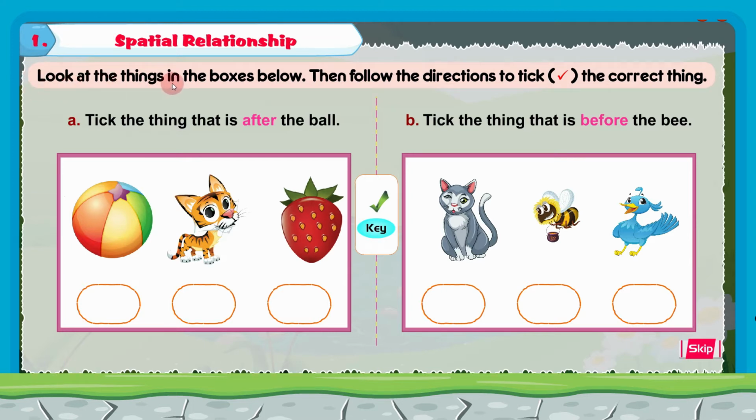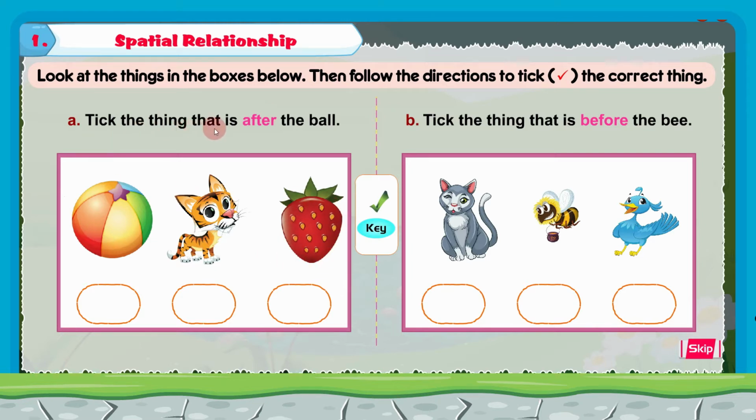Look at the things in the boxes below. Then follow the directions to tick the correct thing. First, look at this box. Here you can see a ball. This is a cup. This is a strawberry.